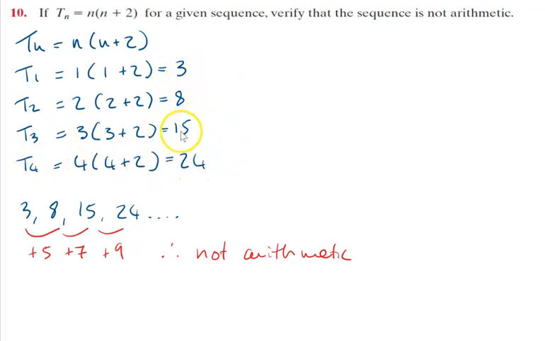So we have 3, 8, 15, and 24. So we write them out in a list with commas in between. Then we get the difference between each term. To get from 3 to 8, we plus 5. To get from 8 to 15, we plus 7. To get from 15 to 24, we plus 9. So we can clearly see that the difference is not the same. It's not a constant, so it's not arithmetic. There is no common difference.